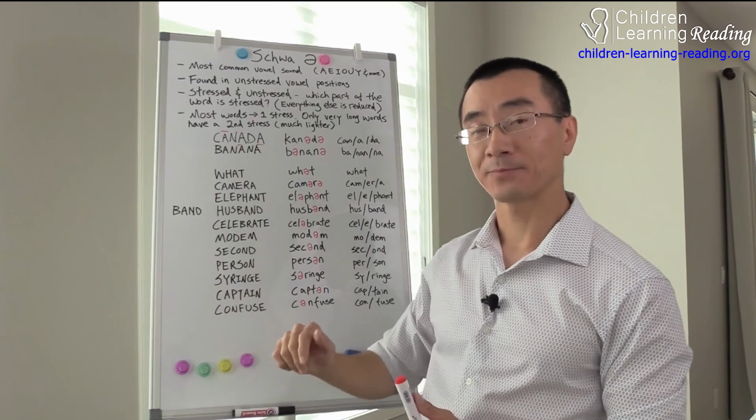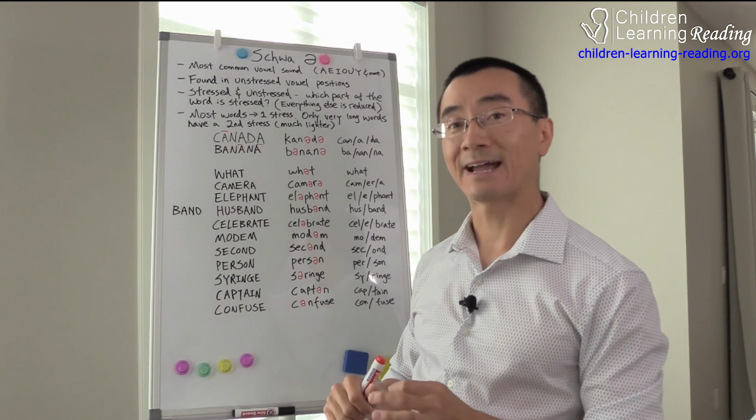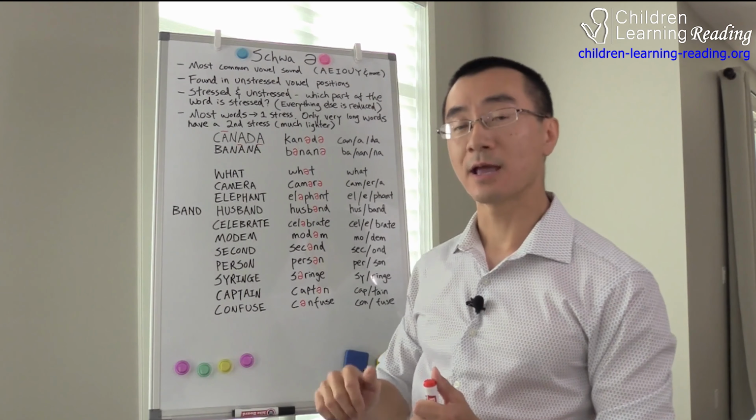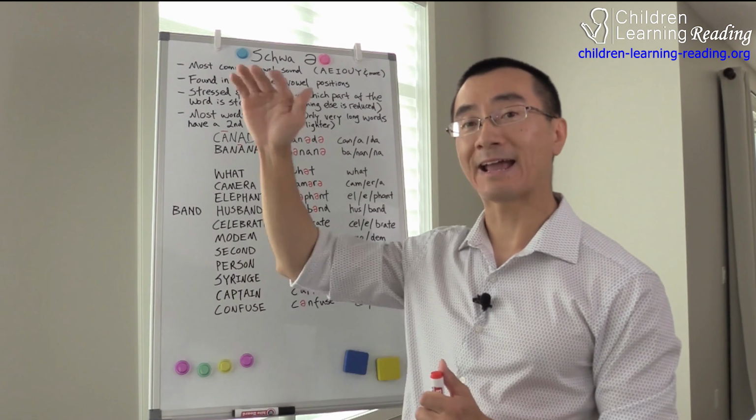Now let's look at banana. Where do you think the stressed and the unstressed positions are in banana? Listen carefully. Banana. Where do you think the stress is? So the stress position is the second A here, and the schwa positions are the first and the third A's, okay? So we have it marked here again. We have stress here, and the unstressed vowel positions are, of course, the schwa.